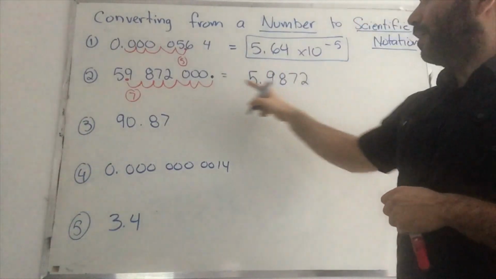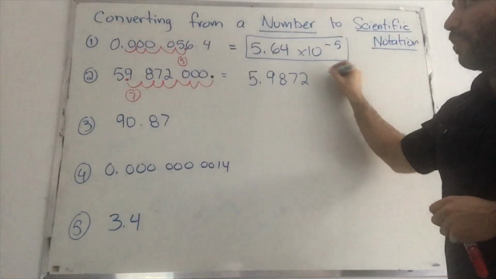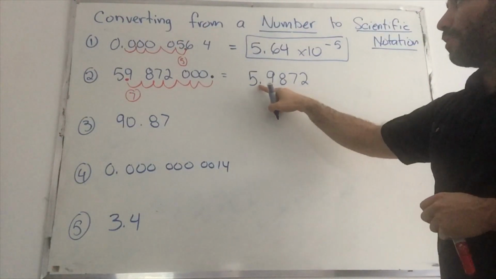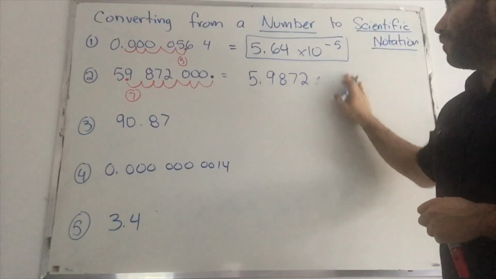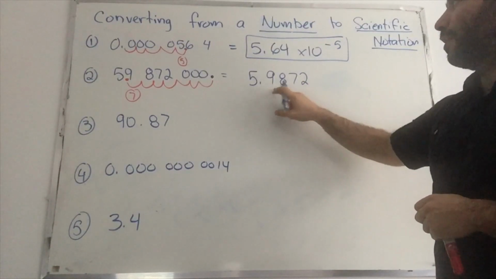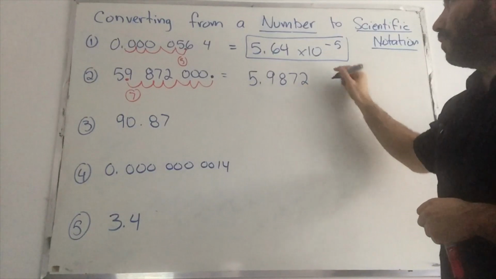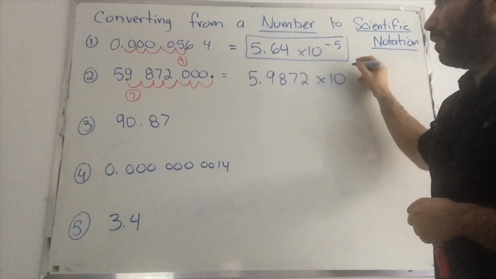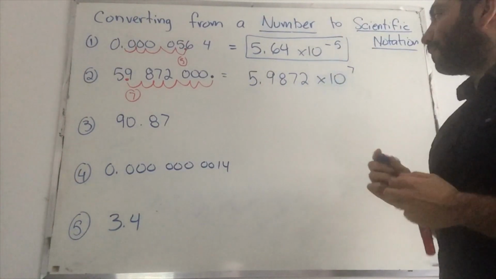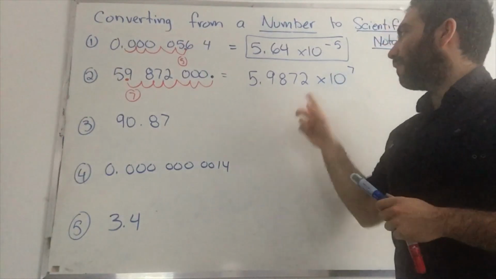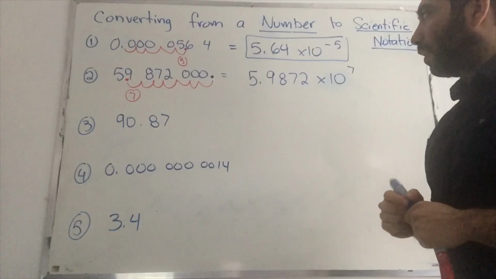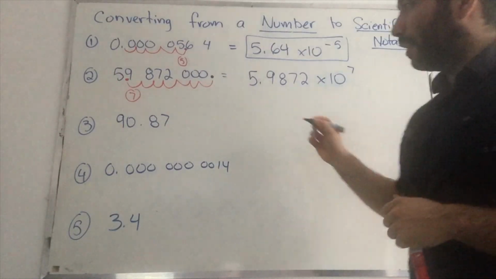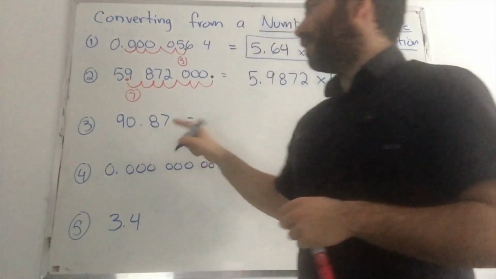So we get 5.9872. Here, if you want to add the zeros, you could, but you don't have to. After the decimal place, when you add zeros, it doesn't change the number. So this doesn't change it, whether you put it or not. So you could just put 5.9872 times 10 to the 7. If you add the zeros here, it's not wrong. That's fine as well. But it's redundant.